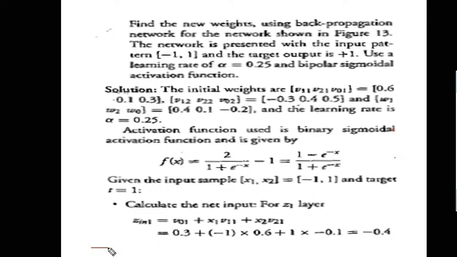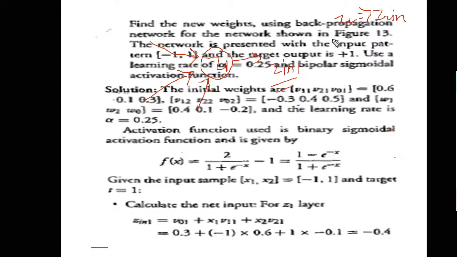So the first step is we have to apply the activation function. Why the activation function? Because if we focus on this, this is our z1. To this z1 there are three inputs coming. Now we have to calculate the net input at this z1, which we will represent by z in 1. Similarly, we will also calculate the total net input at z2, which we will represent by z2 in.